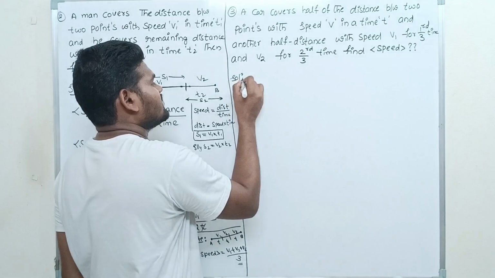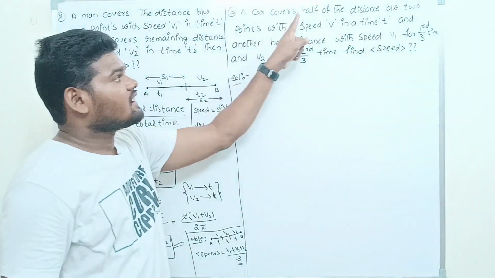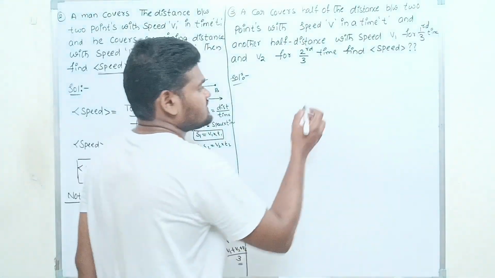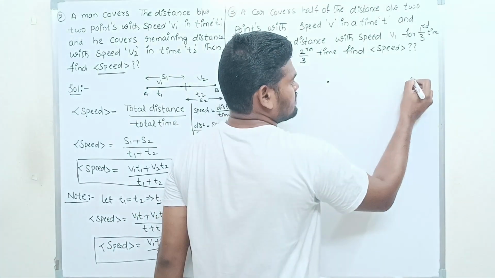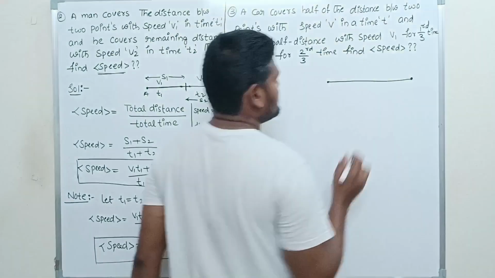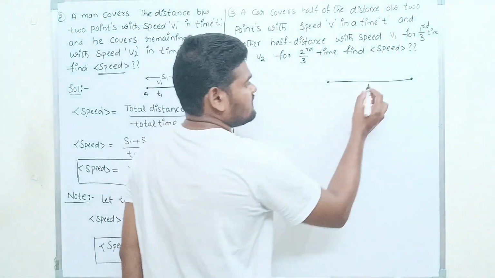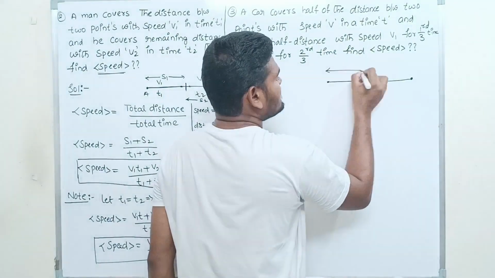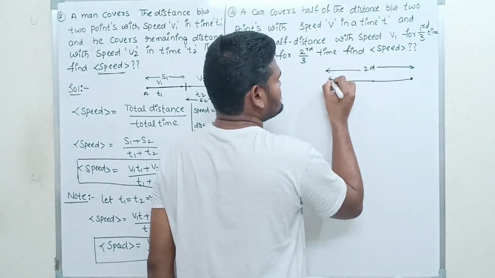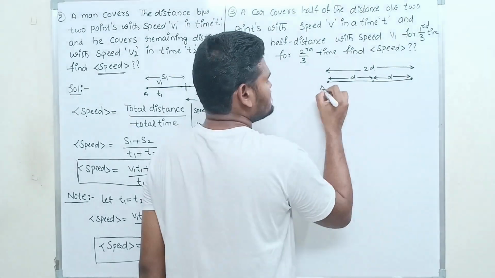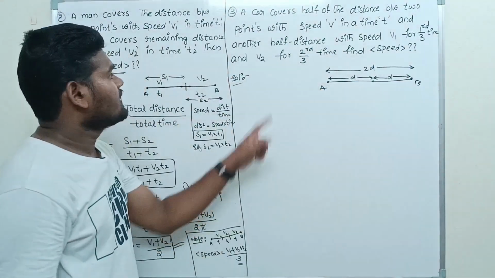So solution. What is the question given? A car covers half of the distance between the two points. Again, he takes two points. Let us say the total distance is 2d, and half of the distance is how much? D, and the remaining half of the distance is again D. This is point A, this is point B.